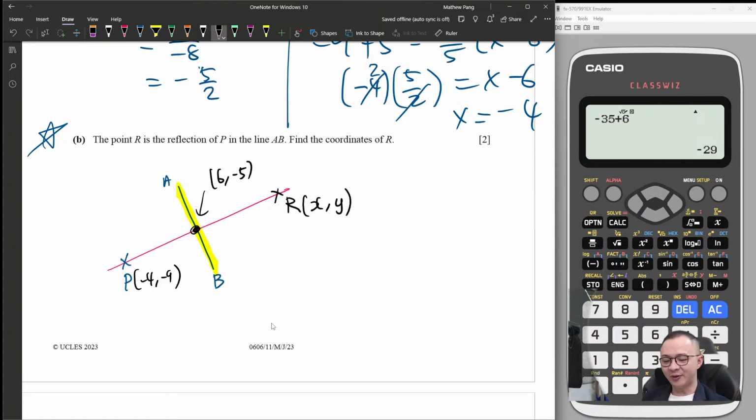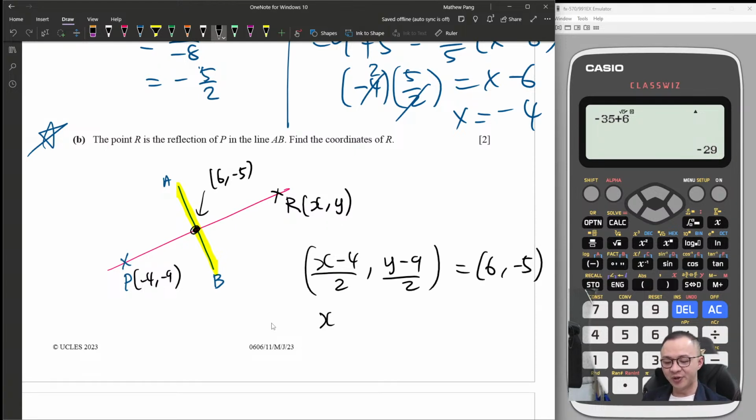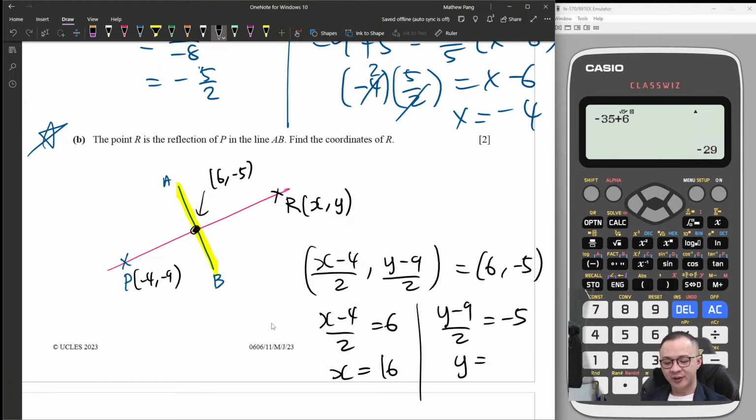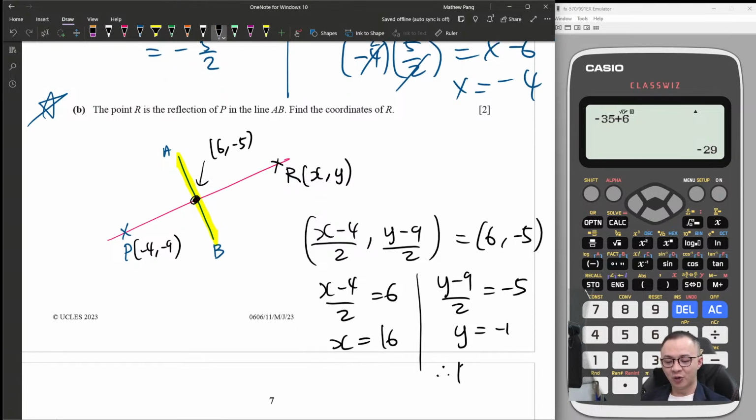So I want to find coordinate R. I use the midpoint formula. So (x + (-4))/2, then (y + (-9))/2 equals (6, -5). So we solve this. (x - 4)/2 equals 6, x equals 16. Then (y - 9)/2 equals -5, so y equals -10 plus 9, y equals -1. Done.